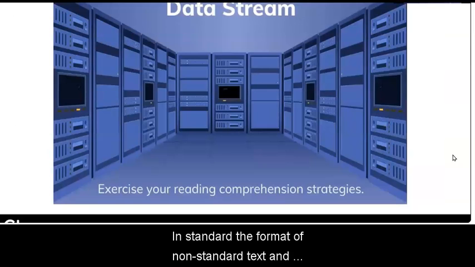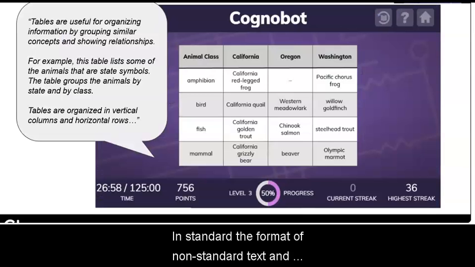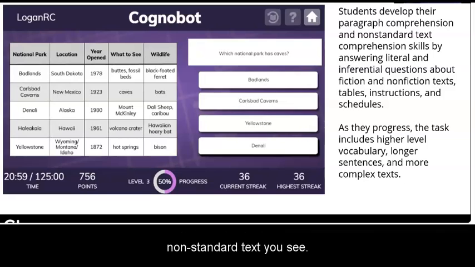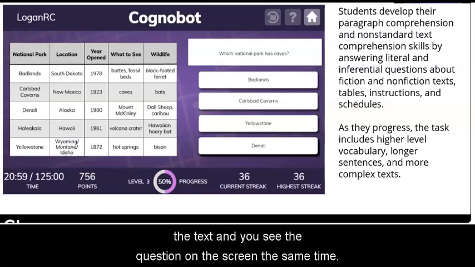And I should just mention one other thing before I move on. Since we're looking at a non-standard text, this doesn't apply, but if this had been standard text, the format of non-standard text and standard text is a little different. With the non-standard text, you see the text and you see the question on the screen at the same time.